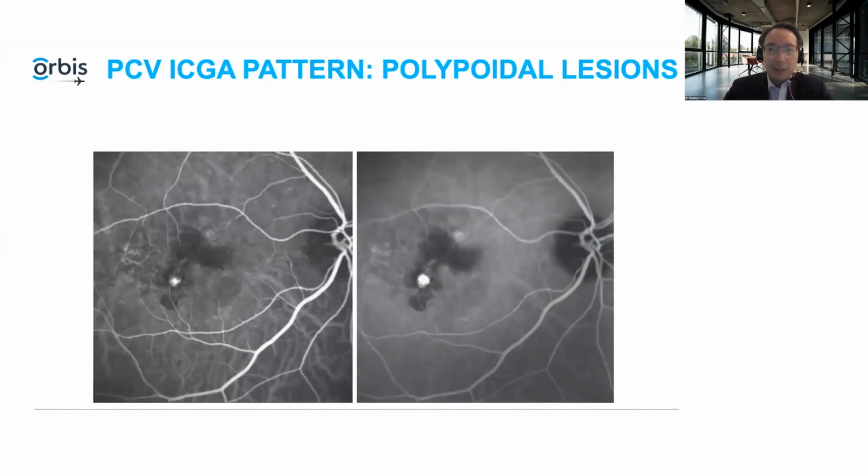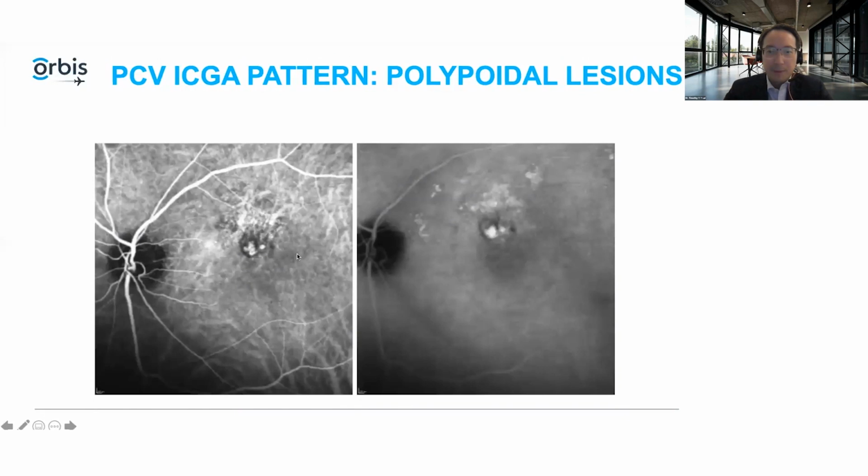If you use the confocal scanning laser ophthalmoscope, you can also get very good contrast in these pictures. You can see here the polypoidal lesions showing the early and the late phase of the ICGA. Here is another example. You can see these polypoidal lesions can occur as a single polypoidal lesion or in a cluster, like here, like a bunch of grapes.